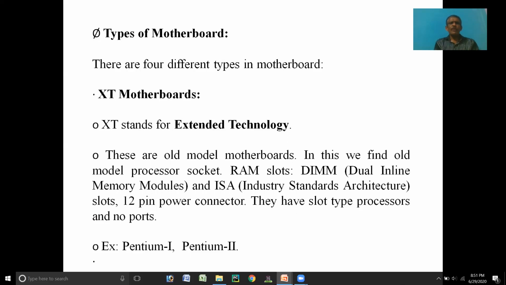Now we'll go in detail one by one. First one, XT motherboards.